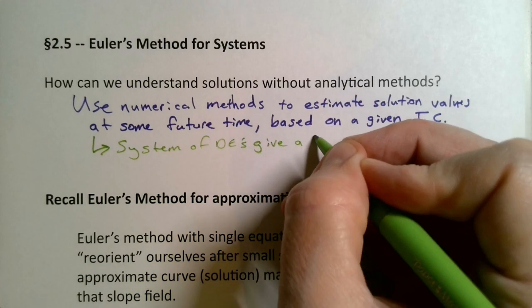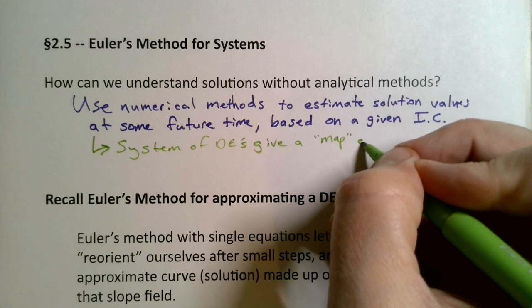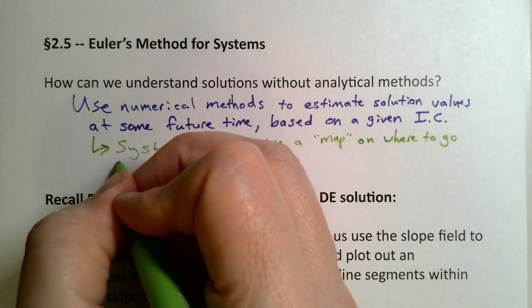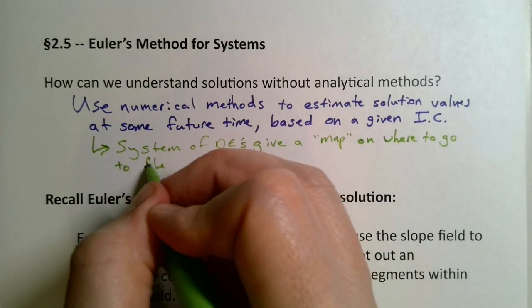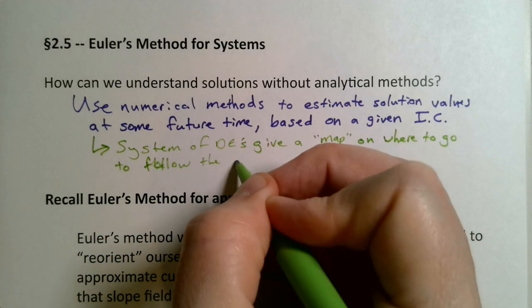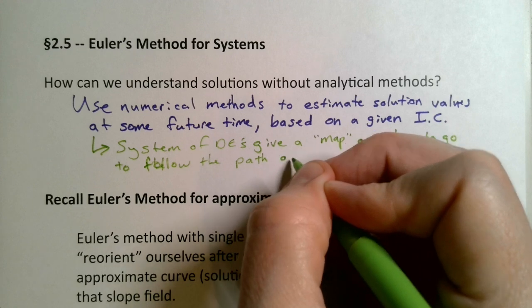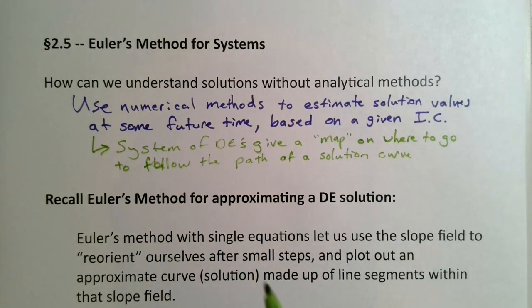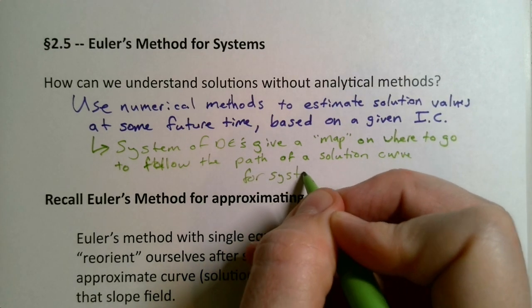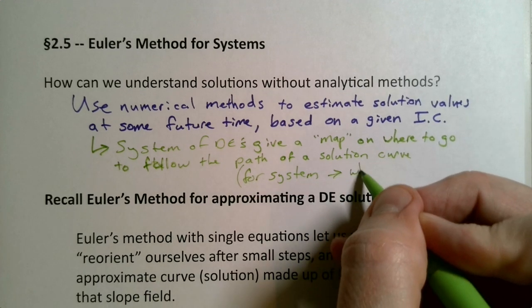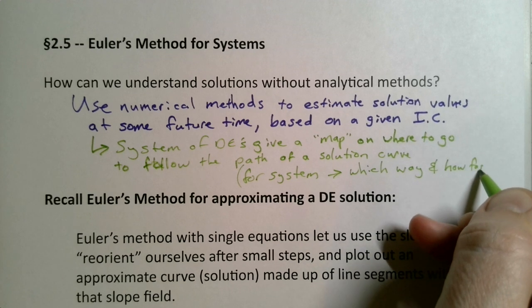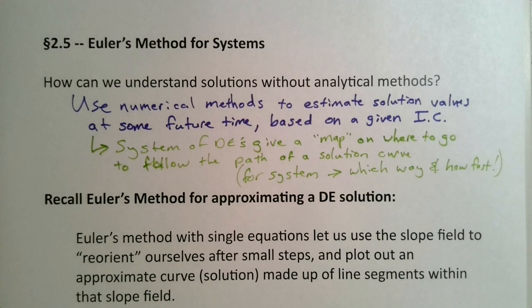as a map. And it's a map on where to go to follow the path of a solution curve. And remember, for a system, this means which way and how fast. Because we're talking about vectors here. So it's not just what direction do we go, but how quickly do we move in that direction.